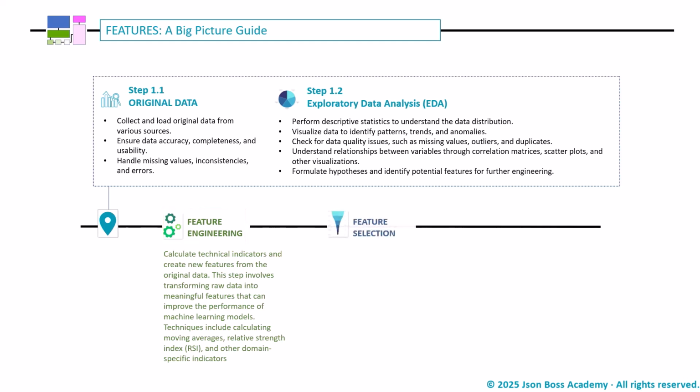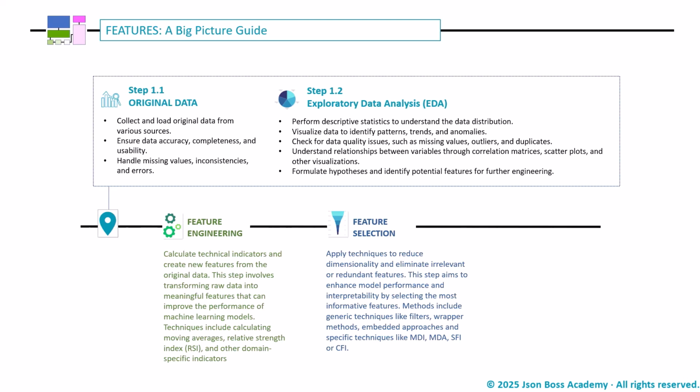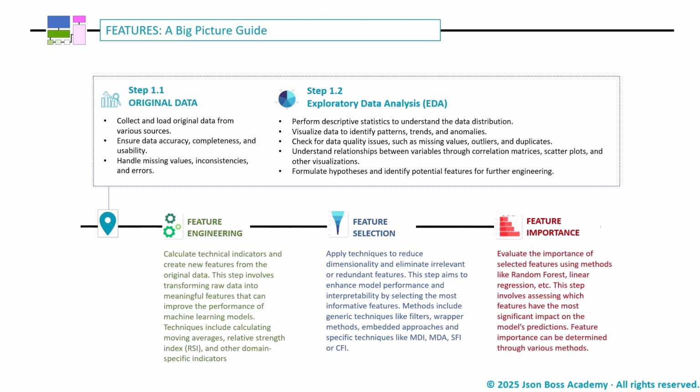3. Feature selection. Apply techniques to reduce dimensionality and eliminate irrelevant or redundant features to enhance model performance and interpretability. We can reduce dimensionality hybridizing indicators, like several period moving averages, into a single one. 4. Feature importance. Evaluate the significance of selected features using methods like random forest or linear regression to determine which features have the most impact on the model's predictions. This comprehensive guide will help you understand the critical aspects of feature selection, engineering, and importance in machine learning technical analysis patterns.